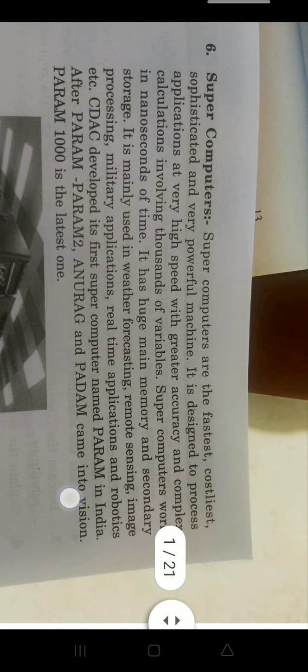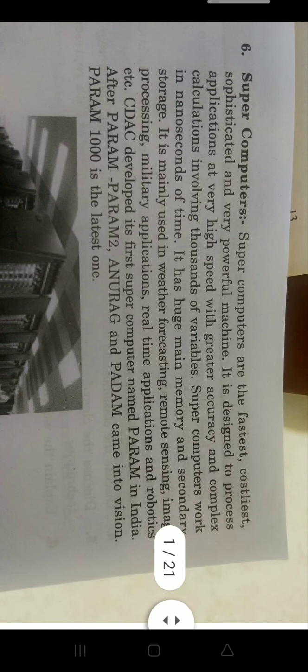And the last is the supercomputer. Supercomputers are the fastest, sophisticated and very powerful machines. They are designed to process applications at very high speed with greater accuracy and complex calculations. Supercomputers work in nanoseconds of time. They have huge main memory and secondary storage. They are mainly used for weather forecasting, remote sensing, image processing and military applications. Param is an example of a supercomputer.